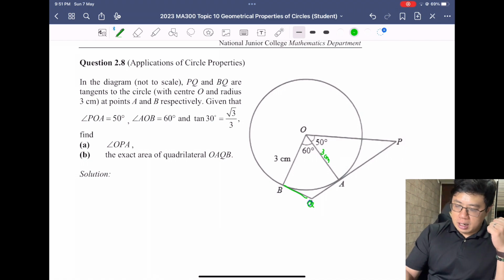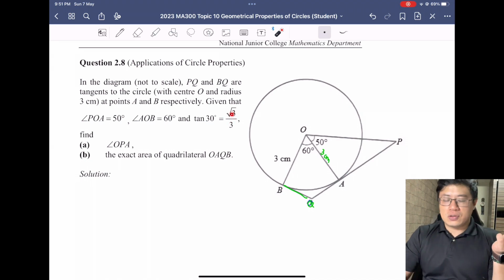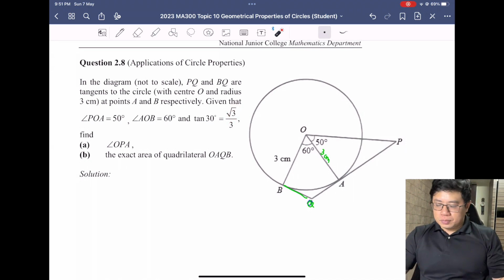Now, given that angle POA is equal to 50 degrees, angle AOB is equal to 60 degrees, and we have tangent 30 degrees equals square root 3 over 3. I don't know what this is for, but let's find out later. So next, we need to find out what angle OPA is.